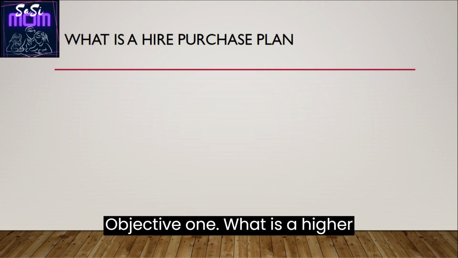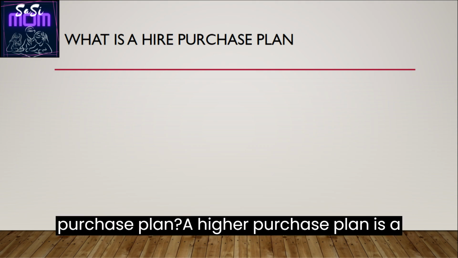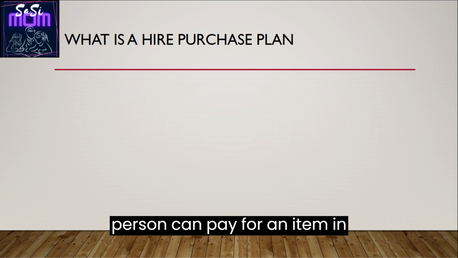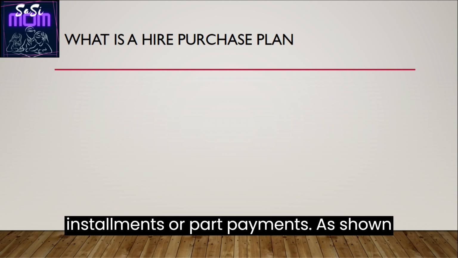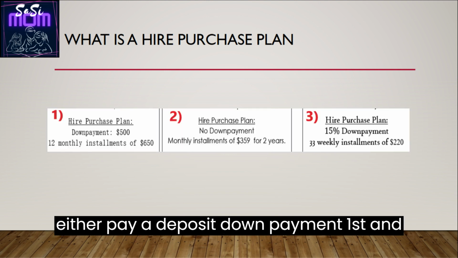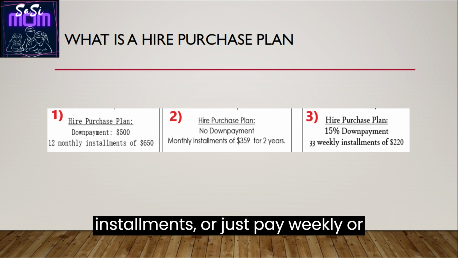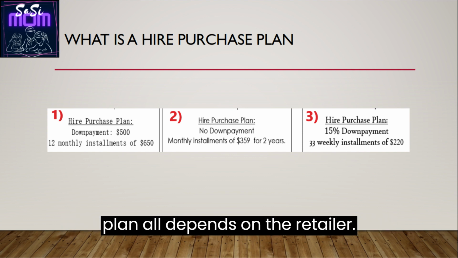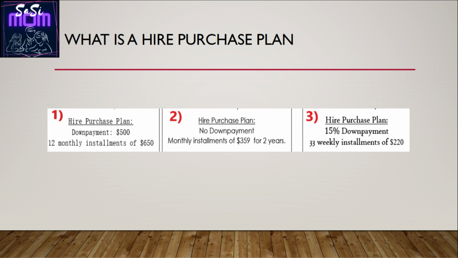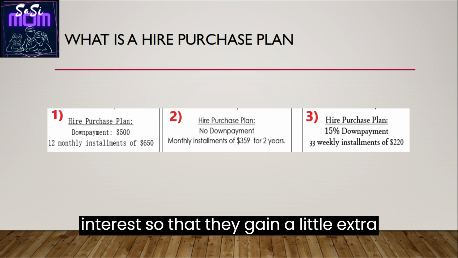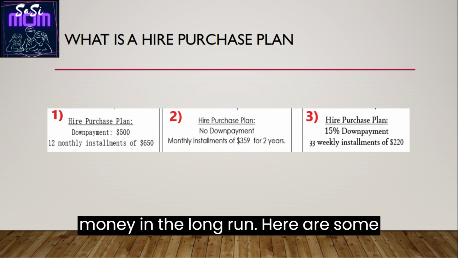Objective 1. What is a hire purchase plan? A hire purchase plan is a payment plan or an agreement where a person can pay for an item in installments or part payments. As shown in the 3 examples here, they can either pay a deposit, down payment, first, and then pay a balance in weekly or monthly installments, or just pay weekly or monthly installments with no deposit. The plan all depends on the retailer. However, since the plan is being done in parts, some retailers will add on an interest so that they gain a little extra money in the long run.